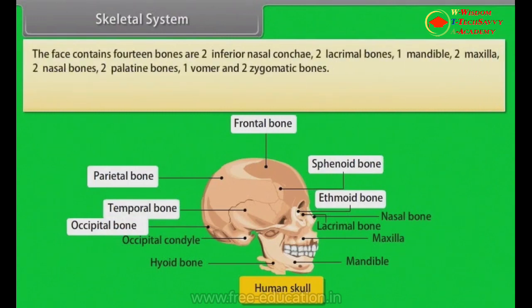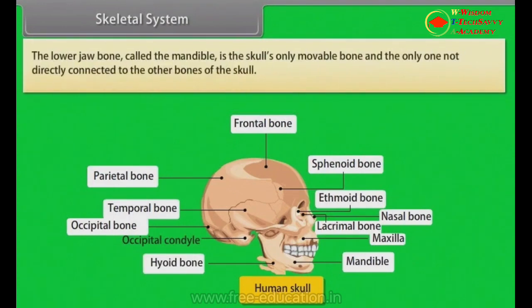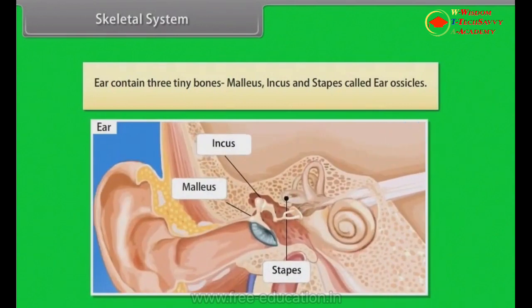The face contains 14 bones: 2 inferior nasal conchae, 2 lacrimal bones, 1 mandible, 2 maxilla, 2 nasal bones, 2 palatine bones, 1 vomer and 2 zygomatic bones. The hyoid bone is present at the base of the buccal cavity. The lower jawbone, called the mandible, is the skull's only movable bone and the only one not directly connected to the other bones of the skull. The ear contains 3 tiny bones, malleus, incus and stapes, called ear ossicles.